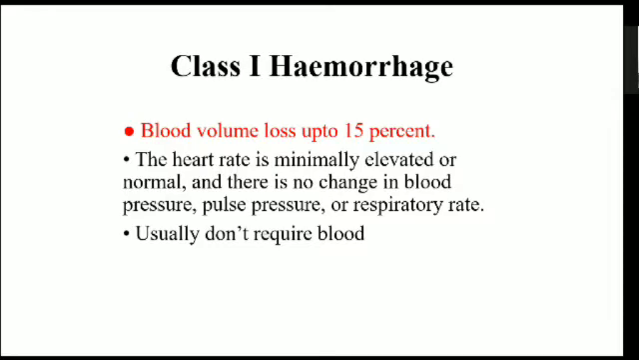Now, how can we determine the hemorrhage? There are 4 classes. The class 1 hemorrhage is called when blood volume loss is up to 15%. In this case, the heart rate is minimally elevated or normal, and there are no changes in blood pressure, pulse pressure, or respiratory rate. Class 1 hemorrhage usually doesn't require blood.